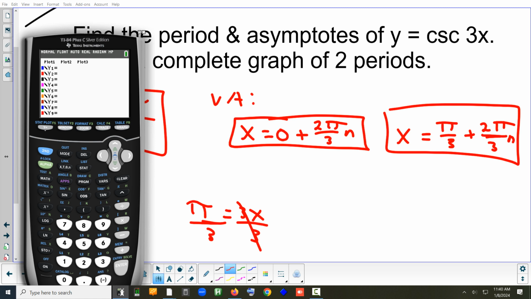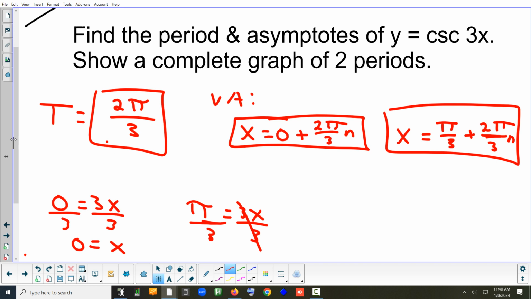Remember when you type in cosecant, you're going to have to do 1 divided by sine 3x. That's how you have to type it in. And if we did this right, we should see 2 U shapes and 2 N shapes. That would be 2 cycles. There's 1. There's 1.5. There's 2. Perfect. That's 2 cycles. And we didn't even break a cycle in half. If you do, not a big deal. Question on that one?